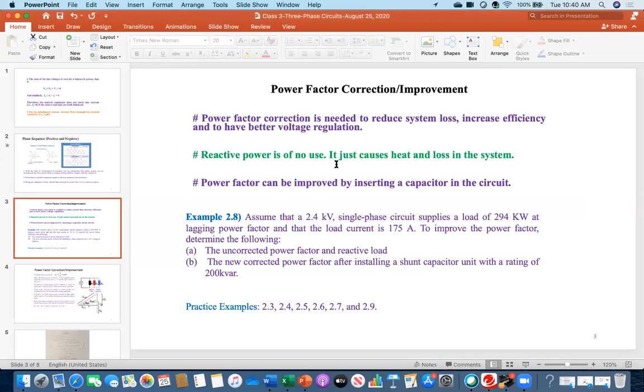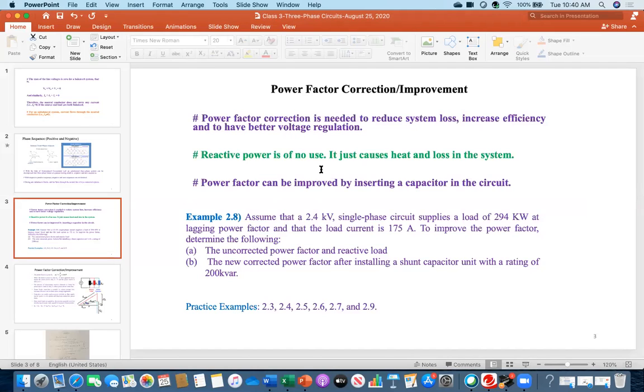Everybody now see, read. Power factor correction is needed to reduce system loss, increase efficiency, and have better voltage regulation. Voltage regulation means there should not be much difference between two points in a series circuit. If there is a much higher voltage drop, that is called poor voltage regulation. But we want to achieve better voltage regulation.